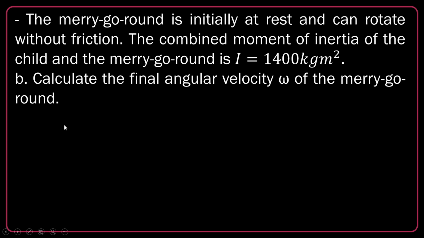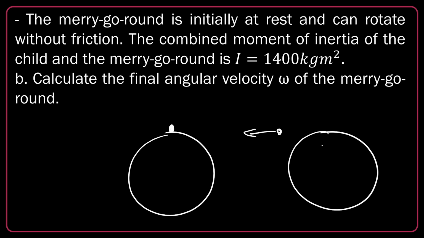So let's consider the system like that. Before throwing the stone, we have a stone that has very small, almost negligible mass regarding the huge mass of the child and the merry-go-round. And then it's thrown leftward and the merry-go-round starts rotating clockwise. You are going to find this omega.